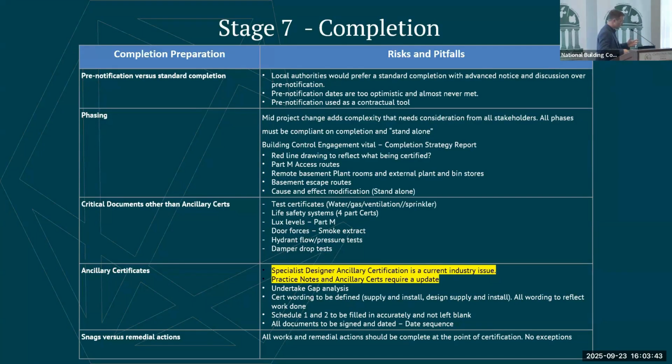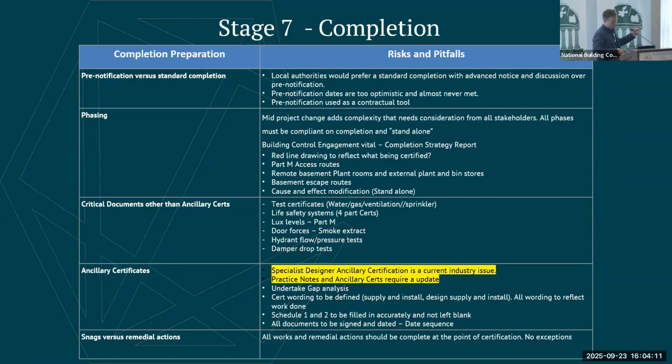In terms of ancillary certs as well, the wording of those CS and CSS certs, so usually go with design, supply and install, or supply and install. That's something that is constantly having to be corrected, so issue out a draft if you can. So everything could probably fall into that category: supply and install, design, supply and install, just to make sure that the wording of the certs actually align with what was done and what's being certified.